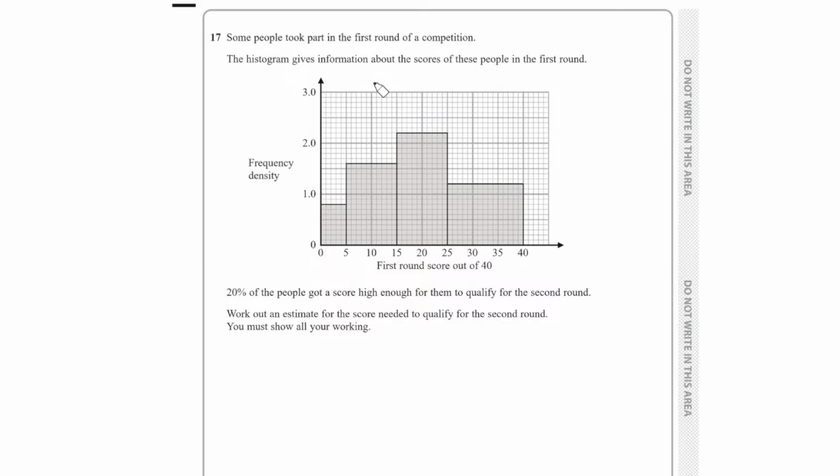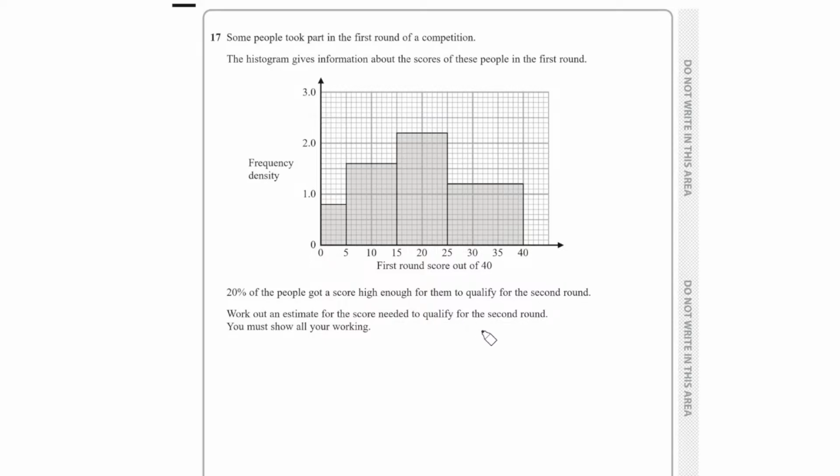So some people took part in the first round of a competition. The histogram gives information about the scores of these people in the first round. So we don't know the total number of people. 20% of the people got a score high enough for them to qualify for the second round. We need to work out an estimate for the actual score needed to qualify for that second round.